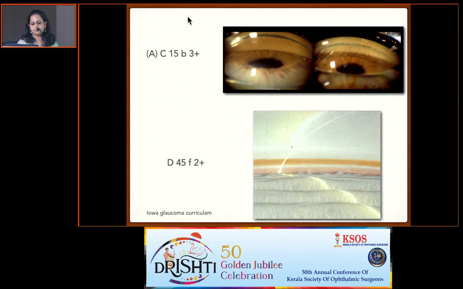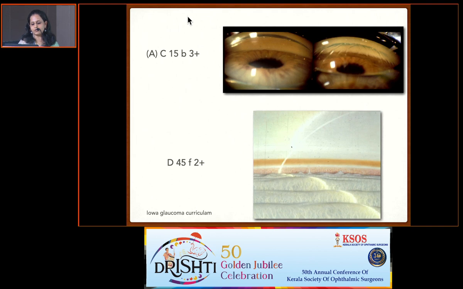So one small example, the first one, it is marked as A in brackets C15B3 plus. What it means is that when you're seeing the angle, it is A, that is iris is inserted anterior to the Schwalbe's line. But once you do the indentation gonioscopy, you can see the scleral spur. So that is the meaning of that. And then 15 is a 15-degree angle. B is a bowed iris contour, and 3 plus is trabecular meshwork pigmentation.